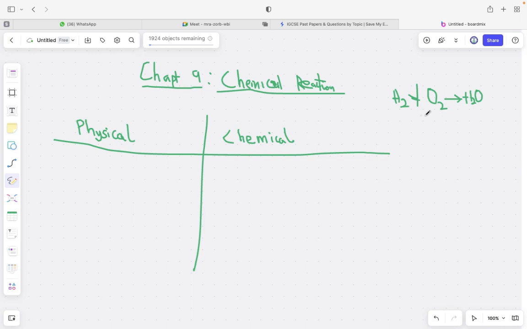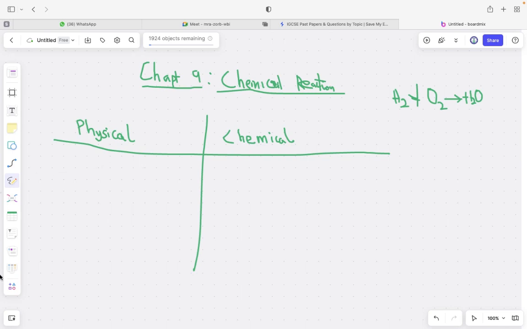This is also a chemical change when we burn a matchstick, right? Yes. Okay. Then when we melt ice, is it a chemical change or a physical change? Physical. When you melt ice, it is a physical change, right?